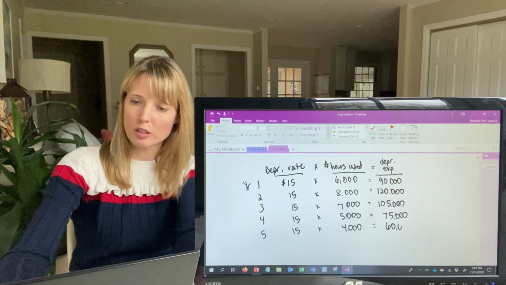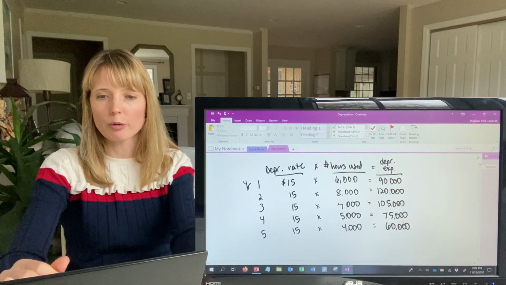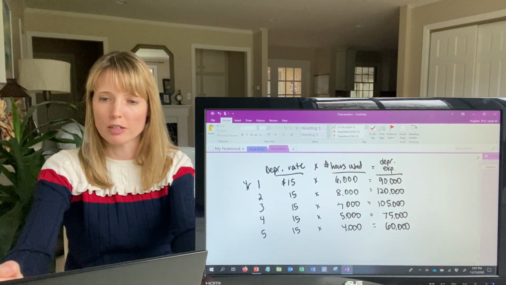We can just kind of do a quick reasonableness test by checking to make sure that the more hours the asset is used, the higher the depreciation expense.